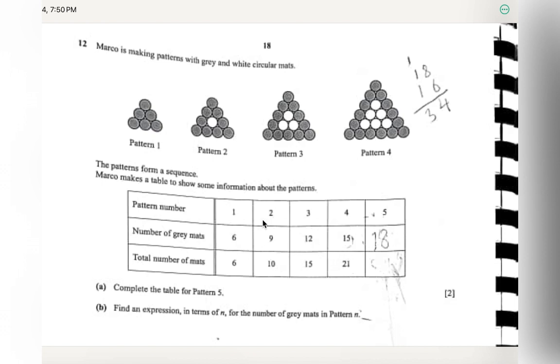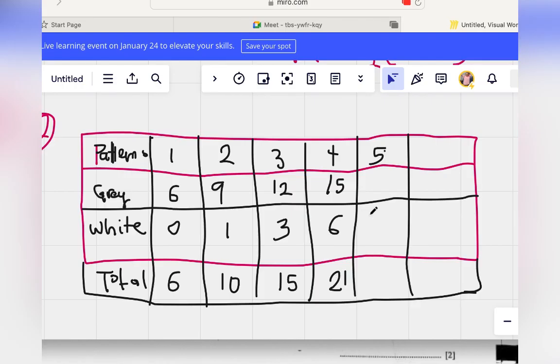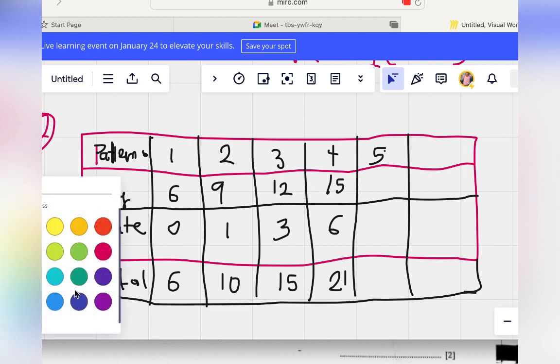So now they want us to fill the pattern 5. That's the first thing: complete the table for pattern 5, and you get 2 marks for that. Okay, so for pattern 5, this gray one is an arithmetic sequence. You can see the first term is 6, second one is 9, third one is 12, fourth one is 15. The common difference is what? 3.